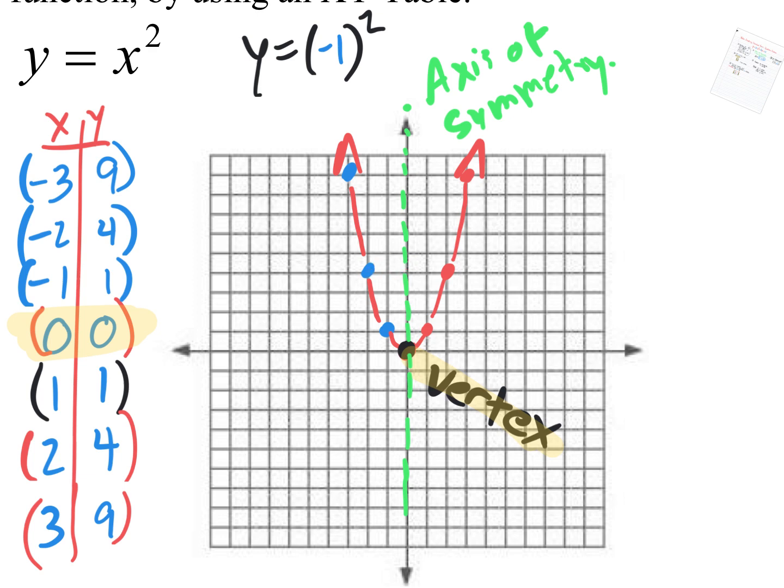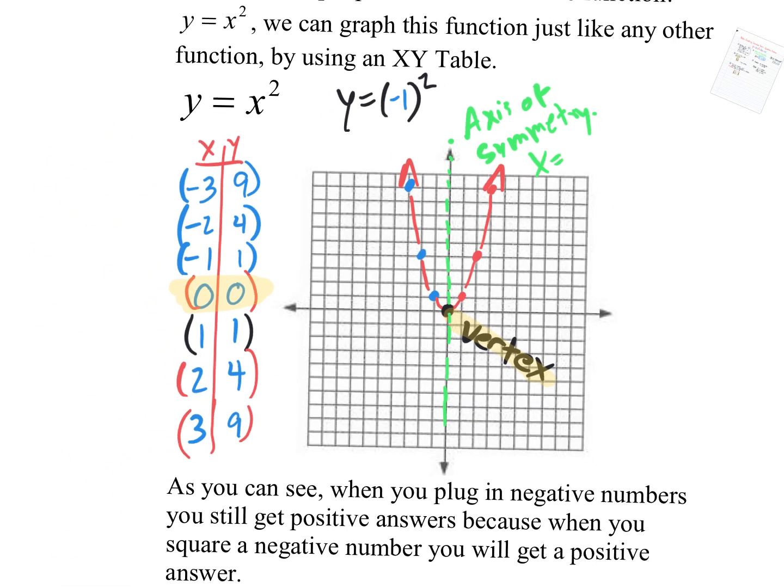So the axis of symmetry is always going to be, because it's a vertical line, x equals a certain number. And that number will be the x value of your vertex. In this case, x equals 0 would produce this vertical line right here. So the axis of symmetry is going to be x equals the x value of your vertex. Anyway, it's a lot of stuff.